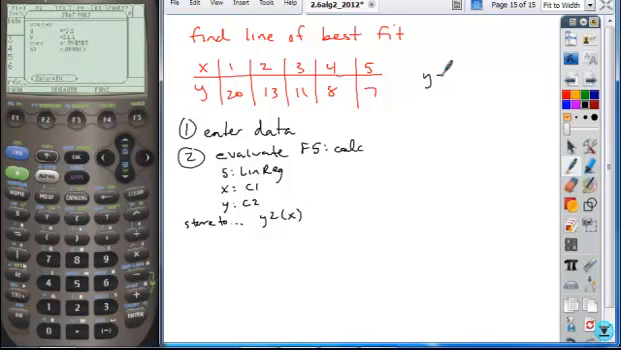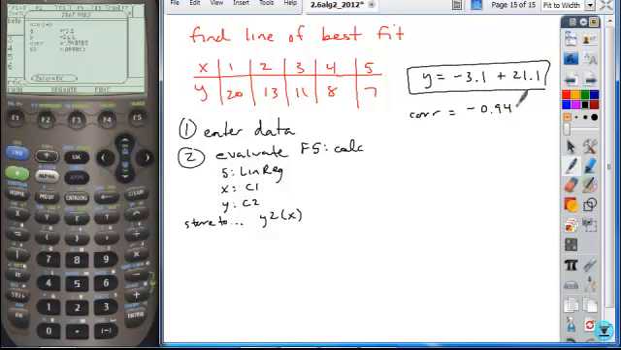My equation that models this data is negative 3.1 plus 21.1. My correlation coefficient is negative 0.949 approximately. Okay, so it's relatively close to -1. That tells me I have a negative correlation. And because it's close to that -1, it's a high correlation. So this equation is pretty consistent with the data set that's provided here.